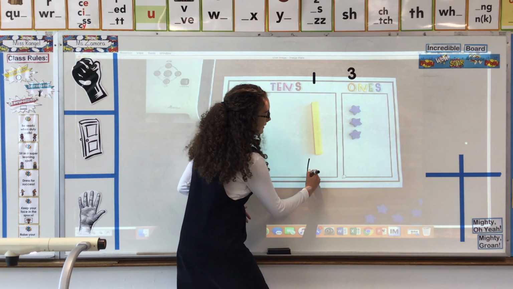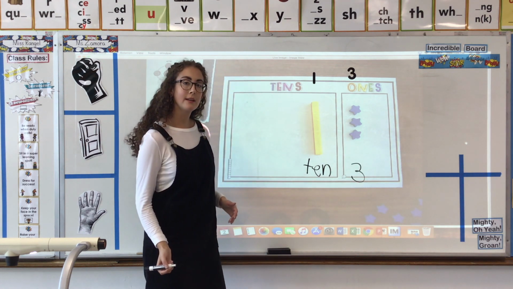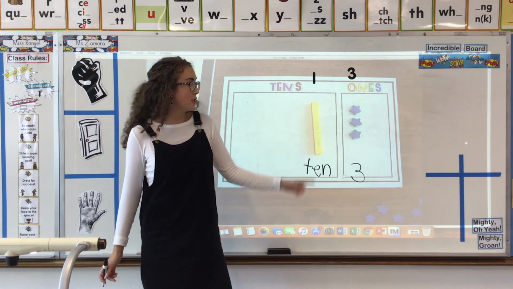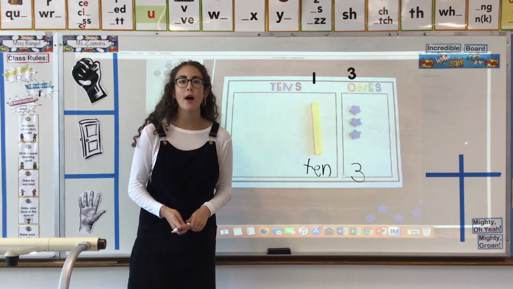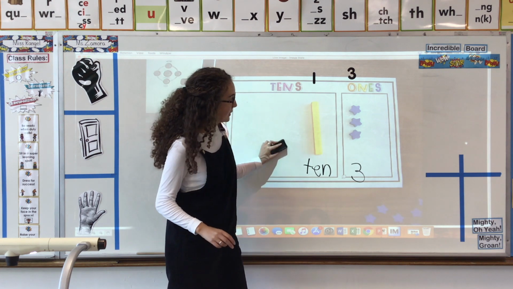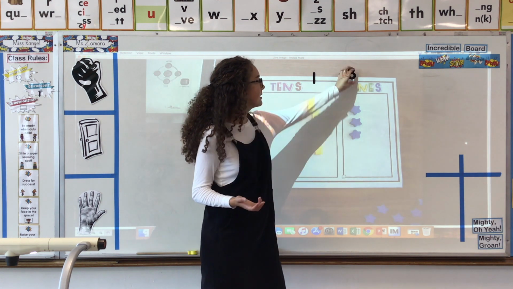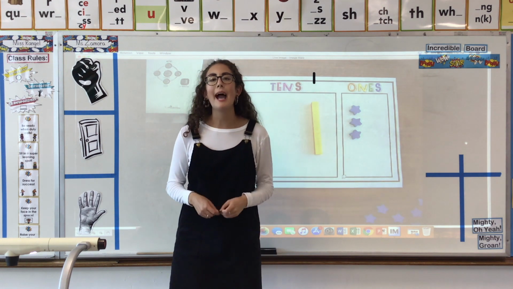13 is 10 3. It is a way for us to explain what's happening on this place value chart. Okay, so now we see 13 is 10 3, and I want us to start counting that way.